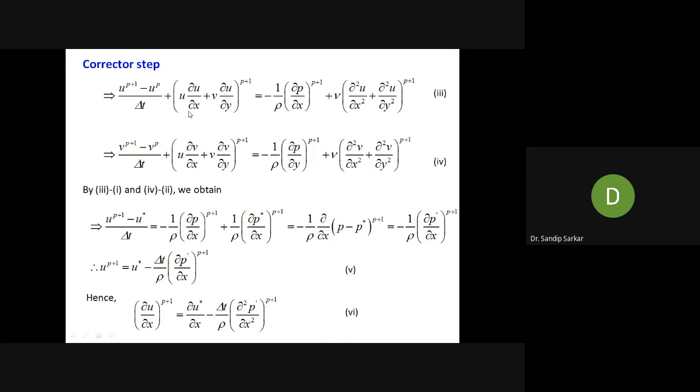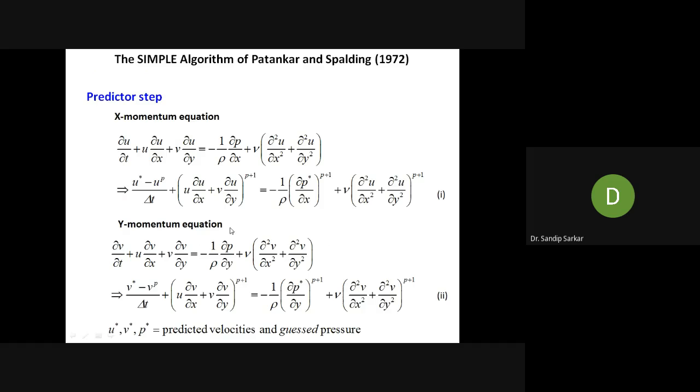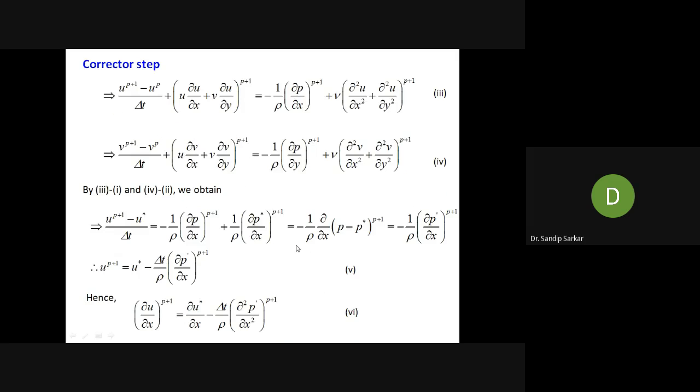This will cancel out. This term will cancel out. This term will cancel out. Only u^(n+1) minus u star by delta t will be there. And this term will be there, minus 1 by rho del p by del x at p plus 1, and this term also will be there, del p star by del x at p plus 1. Clear? Fine. Now I can write this equation as minus 1 by rho del x of p minus p star, at the n plus 1 level.